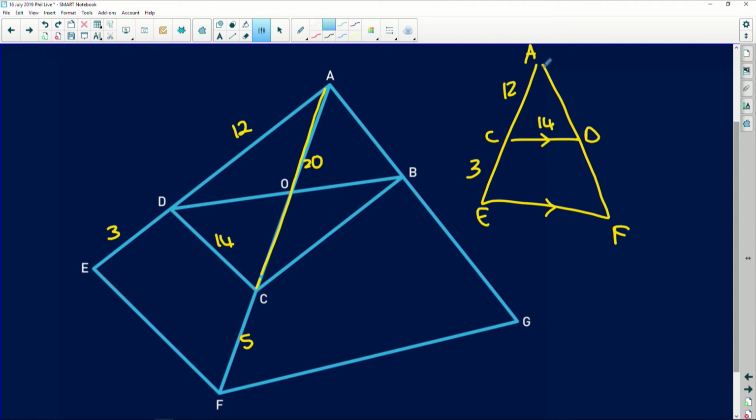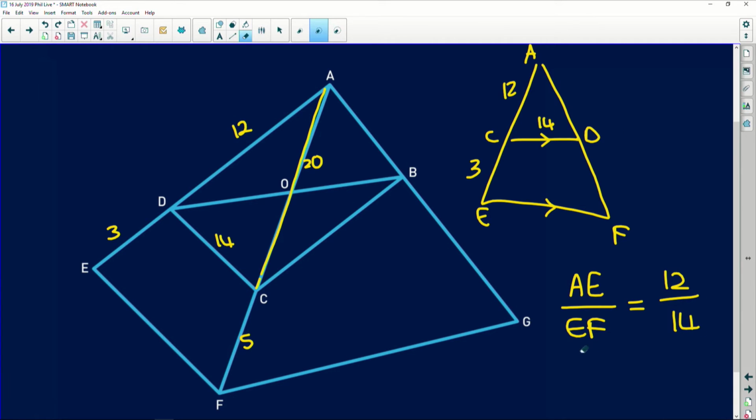Okay, so remember, when you're working with similarity and proportion, if you want to use a long side over a long side, you need to add these two together. So the ratio that I'm going to use is AE, long side, over another long side, EF, which is what we're trying to find, is equal to short side over short side, 12 over 14, which is AC over CD. So we know that EF is what we're trying to find, and AE is equal to this whole side, 12 plus 3, so that's 15.